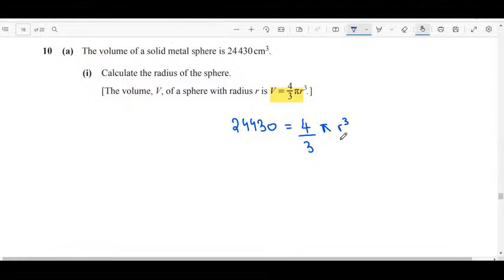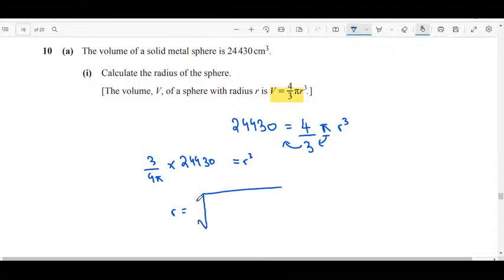Now this is an equation with one unknown variable only, so I know how to find the value. I'll be making r the subject of the equation. So I'll take this 3 and 4 to the other side. So 3 by 4 multiplied by 24430. Then I will also take this pi on the other side, so it would be divided. It can be written this way, and I would be left with r cubed. So r would be equal to cube root of 3 by 4 pi multiplied by 24,430. This is going to give you the value of r.